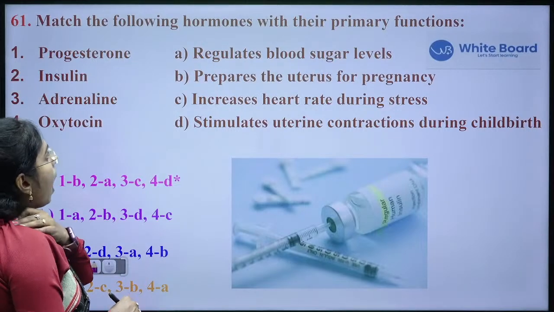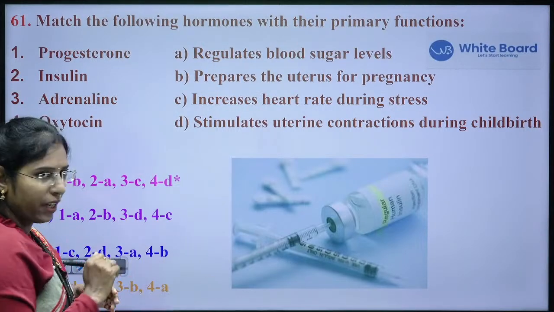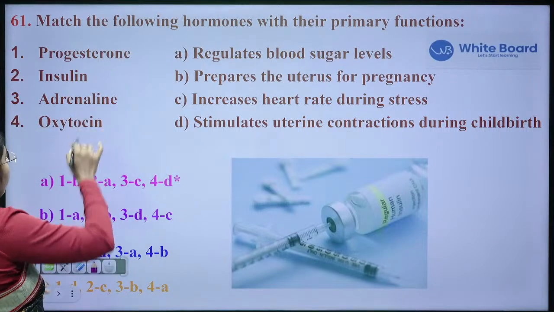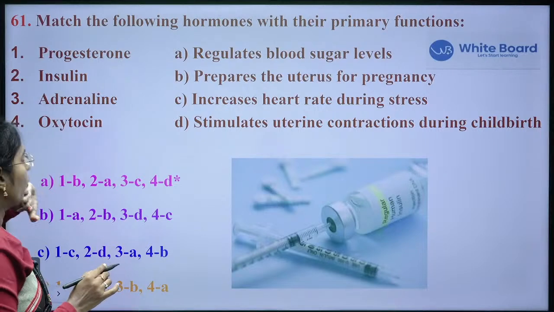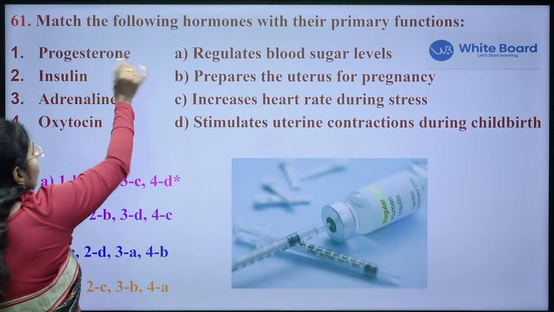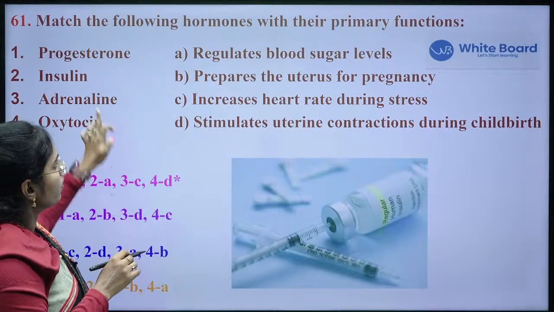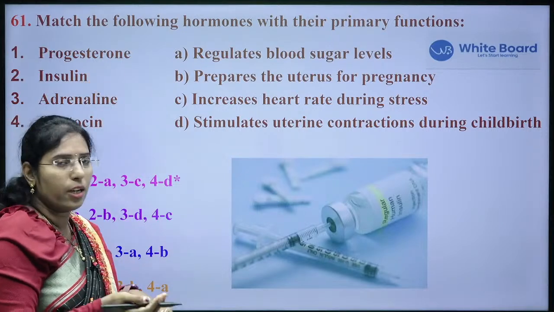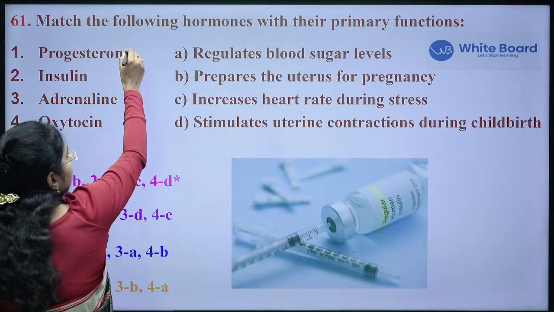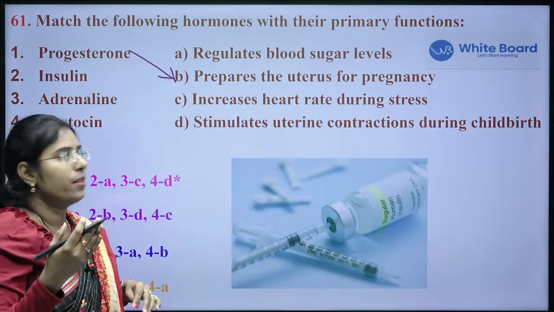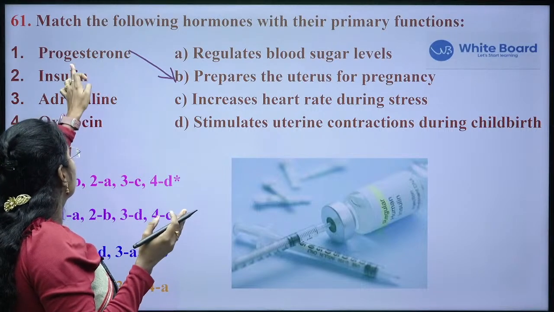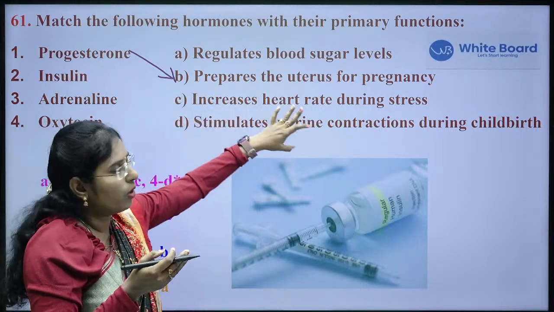Match the following hormones with their primary functions. Here they have given 4 options: progesterone, insulin, adrenaline and oxytocin. What is the role of progesterone? Generally it prepares the uterus for pregnancy. Progesterone and estrogen are female sex hormones. Therefore, it prepares the uterus for pregnancy.